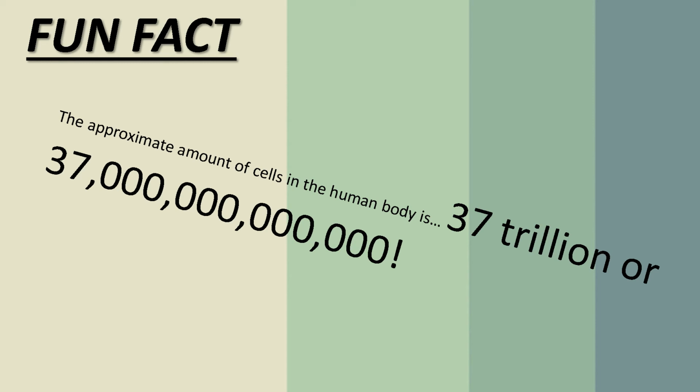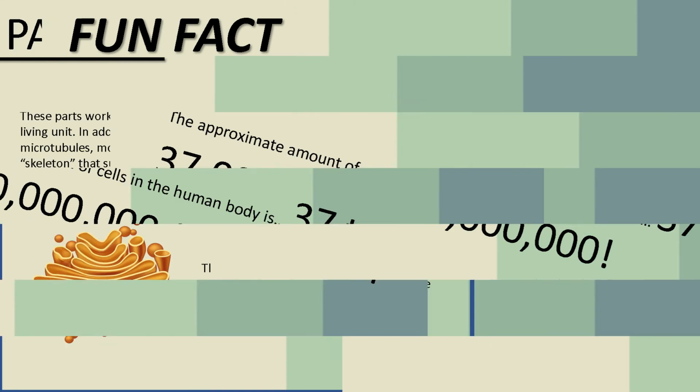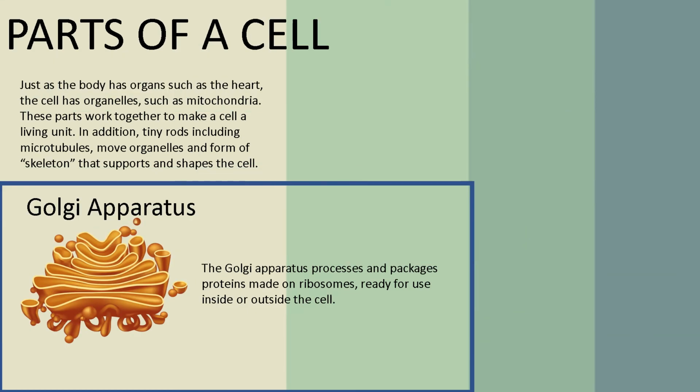These cells help our body to function properly, and we will come to those topics later on. But anyway, parts of a cell. Just as the body has organs such as the heart, the cell has organelles such as the mitochondria. Yes, it's kind of a difficult name, but it's mitochondria. These parts work together to make a cell a living unit. In addition, the tiny rods, including the microtubules, move organelles and form the skeleton that supports and shapes the cell. Very important. Remember that, guys.